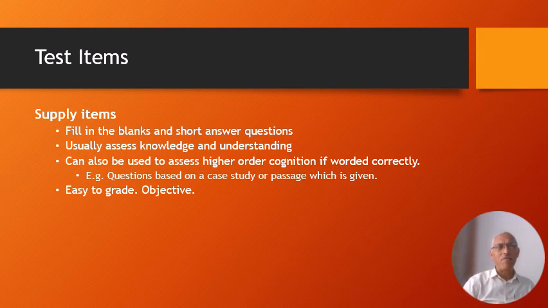Supply items, these are fill in the blanks, short answer questions. Usually they assess knowledge and understanding. Again, they can also be used to assess higher order cognition if they are worded correctly. Example questions based on, again, case studies and passages which are given. You give them a passage, and based on those passages, you get them to study it, analyze it, and then come up with short answer questions so they can evaluate higher level learning as well.